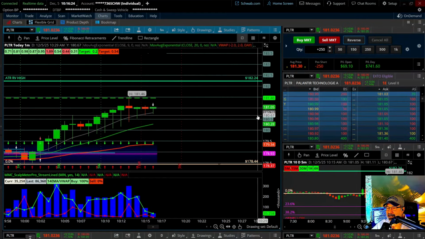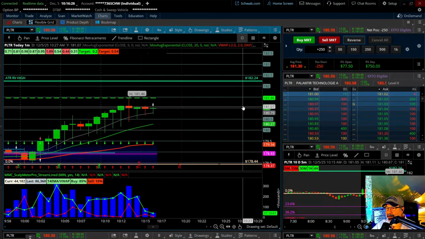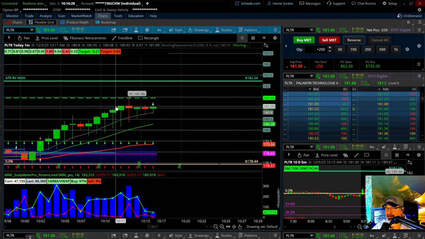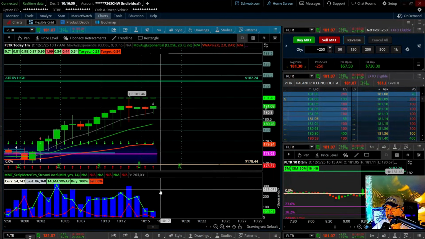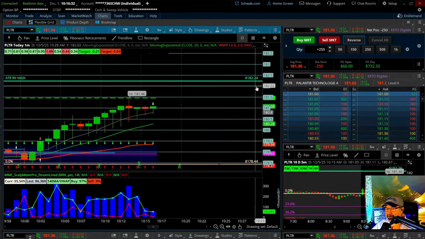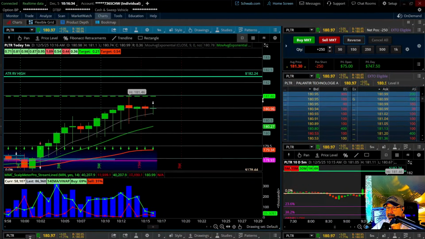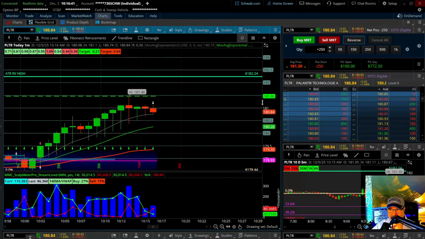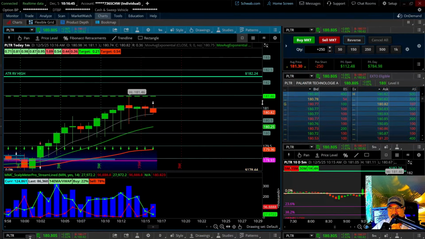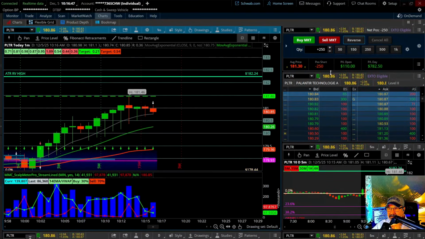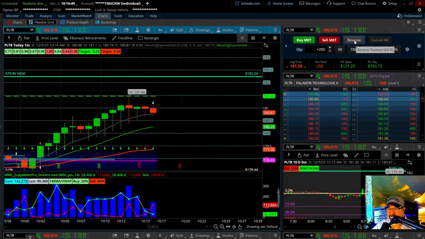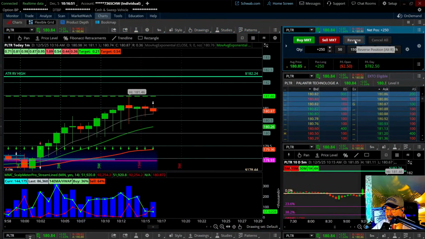Yeah, it seems like it's stalling here at this even 181, so this might be the bottom. See how it's just making a flat bottom here, and the buyers dropped way off. So let's see what's happening here. I'm going to reverse there, guys, and play this back up to the dollar.